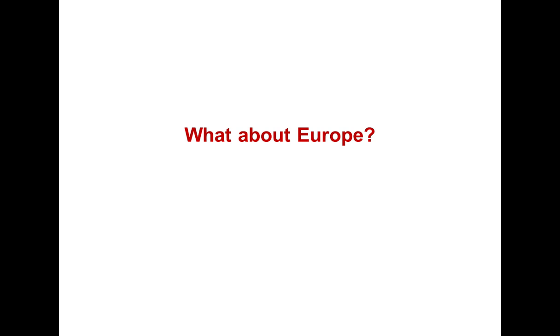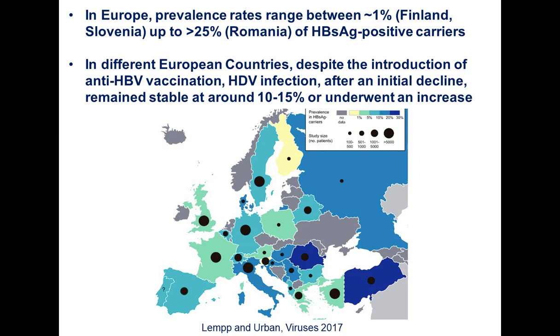What about Europe? In Europe, HDV seroprevalence ranges from 1% in Finland or Slovenia up to more than 25% in Romania. The introduction of anti-HBV vaccination has determined a decline in the prevalence of HDV infection. However, in the last decade, HDV seroprevalence remained stable over time at around 10–15% of patients with a chronic HBV infection, or in some cases underwent an increase.